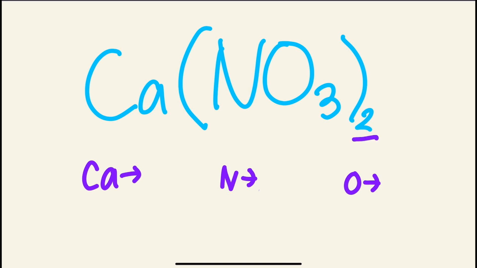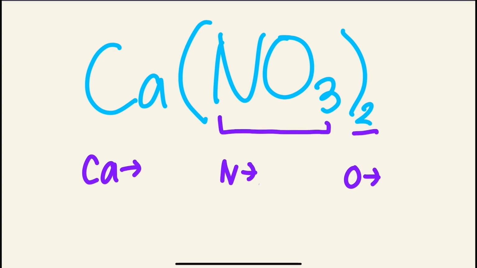There's a subscript here too, and this applies to nitrate, not calcium. Anytime there's double or triple or more of a polyatomic ion, like nitrate, there are going to be parentheses around that polyatomic anion. So calcium, there's 1 of it. But for nitrogen, we know that there are 2. For oxygen, we multiply 3 by 2, and we obviously get 6.